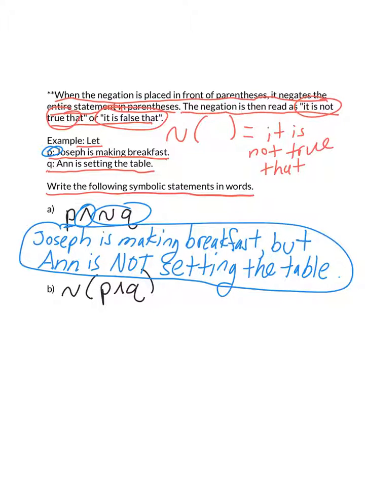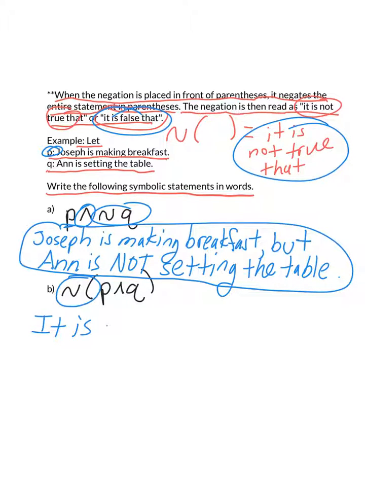Taking a look at B, there's that negation symbol, that squiggle, in front of the parentheses rather than in front of a letter. So that's our cue. We can either say it is not true that, or we can say it is false that, your choice. I'm going to say it is not true that. And as soon as I jot that down, I've taken care of the negation symbol in front of the parenthesis. Then I write everything inside the parentheses as normal.